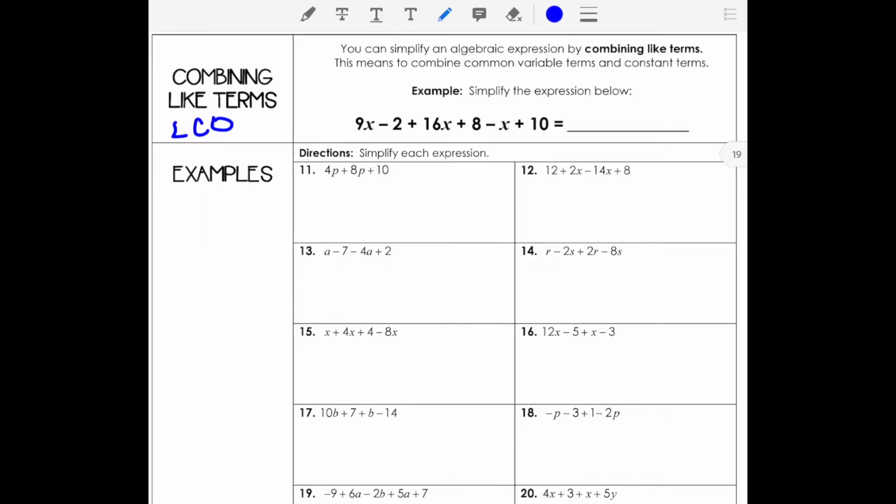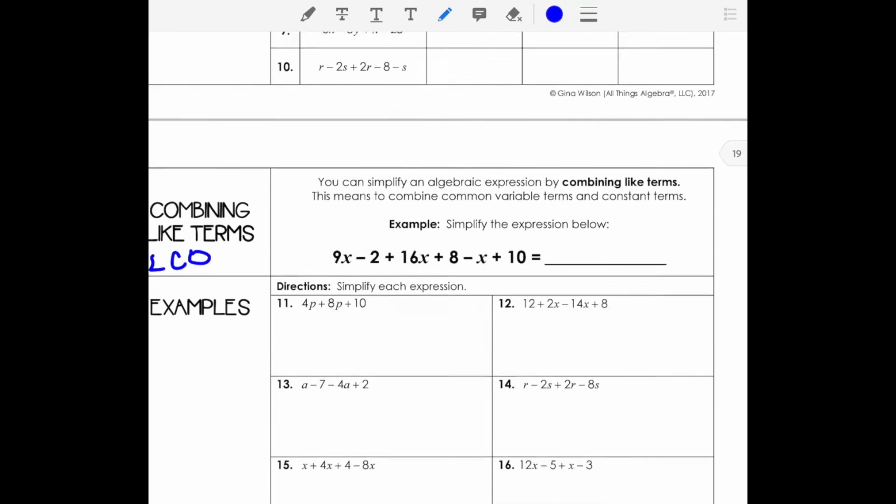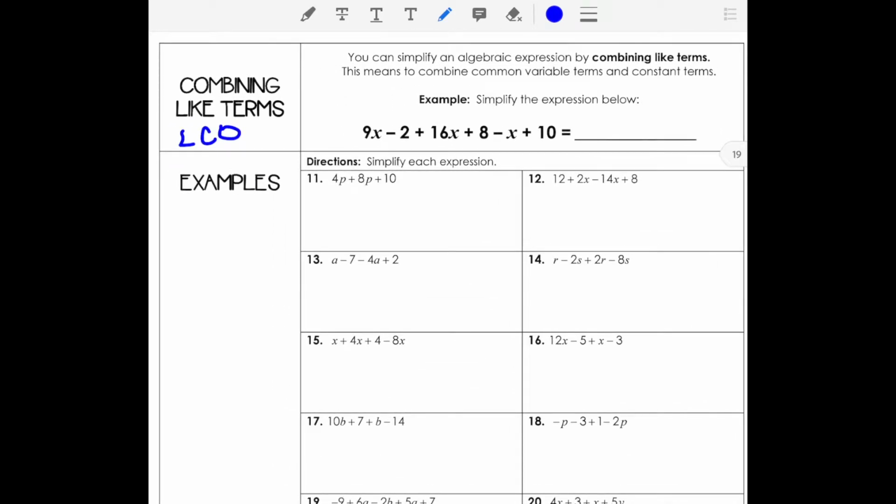So for example, we have 9 times x minus 2 plus 16 times x plus 8 minus x plus 10. That should look familiar because it's the same one that we talked about yesterday. So here, I'm first going to LCO. I'm just going to write above this, and we have 9 times x, but instead of minus 2, we have plus negative 2. Plus 16 times x plus 8, but instead of minus x, we have plus negative x plus 10.